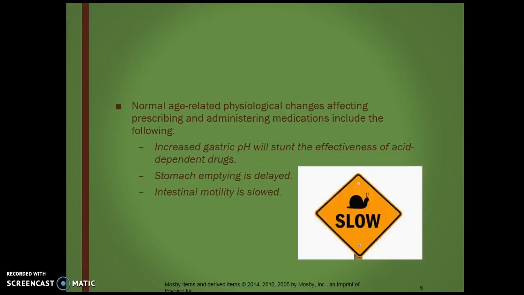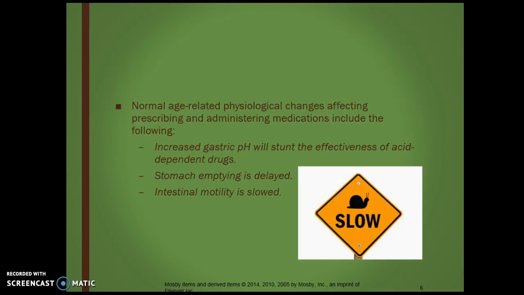Normal age-related physiological changes affecting prescribing and administering medications include the following. An increased gastric pH will stunt the effectiveness of acid-dependent drugs. Many drugs need a really good acid balance in order to break down correctly in the stomach. So if an older patient has a reduced amount of acidity in their stomach, it's going to stunt the effectiveness of that medication.